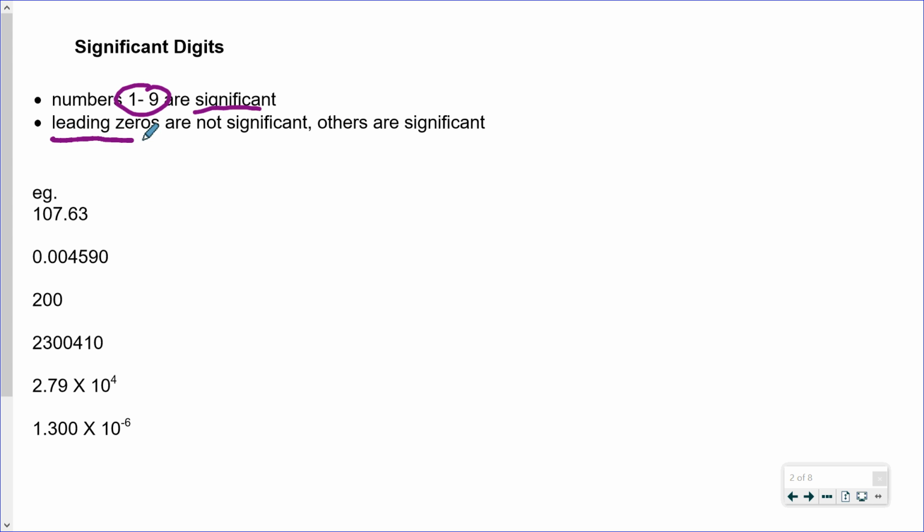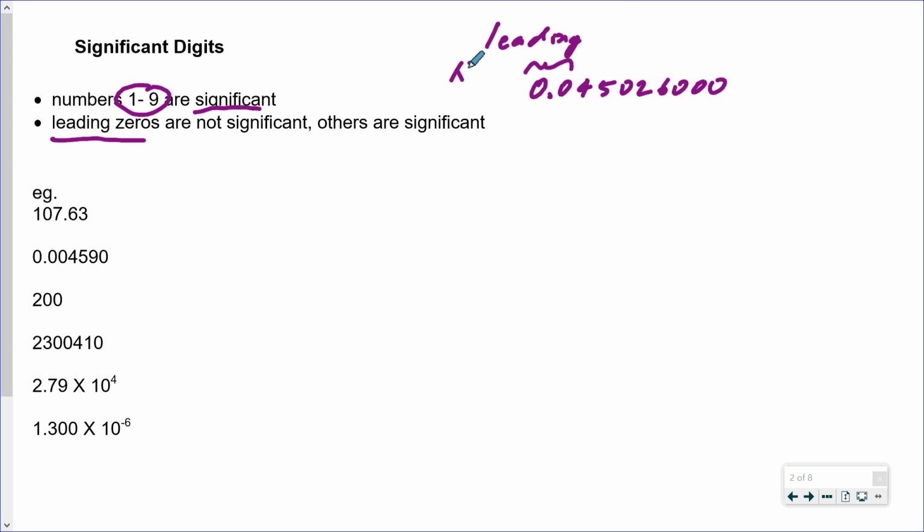Leading zeros. What are leading zeros? If I give you a number here, 0.04502600, this is a number that's less than 1, but I have a whole bunch of digits here. So these zeros that I have in front, they are called leading zeros.